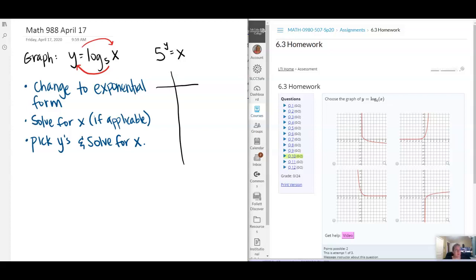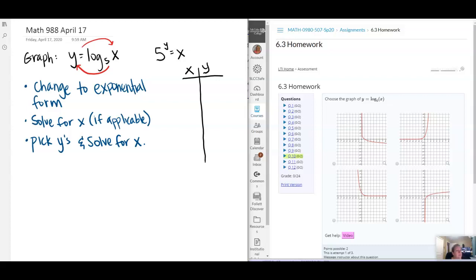All right, so is everybody okay right there with those graphs? Make sure those steps are what you understand to do here.